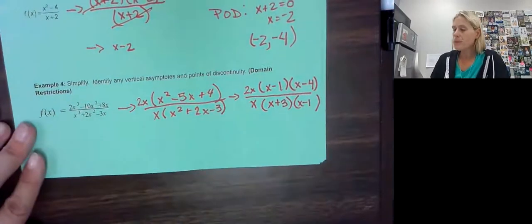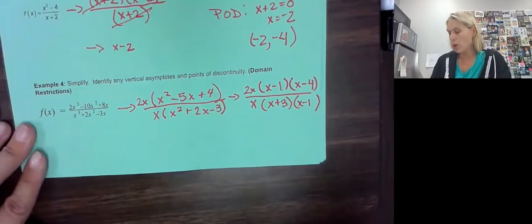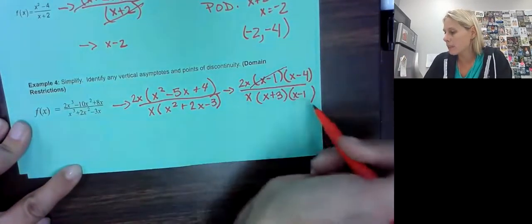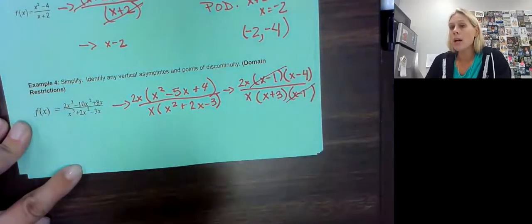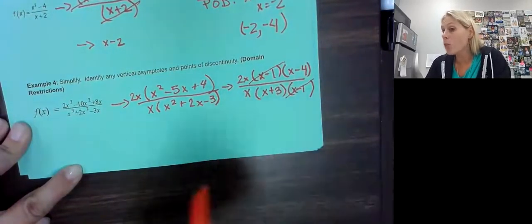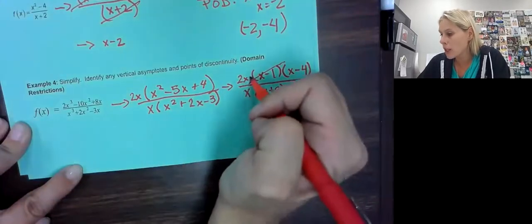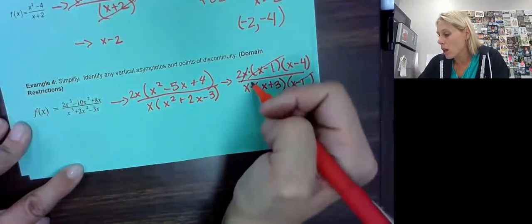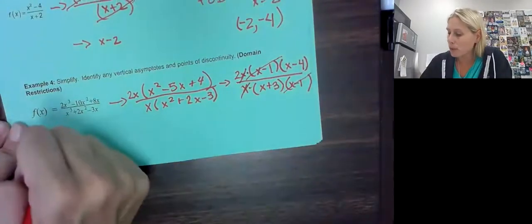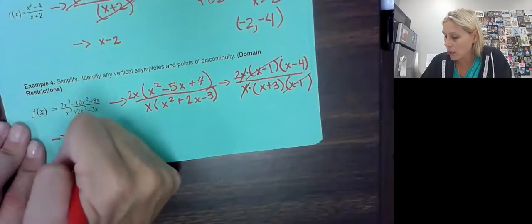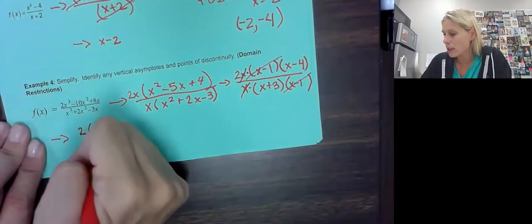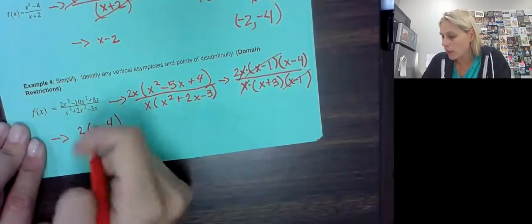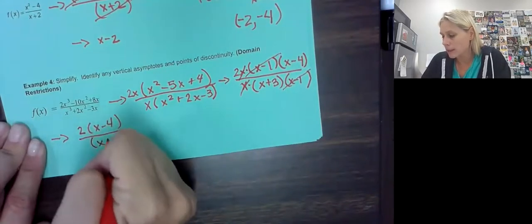Okay. All right, we broke it down. Now we need to cross off. What's in common? I see an x minus 1 is in common here. I also see an x. Now, the reason why I can do this x though is because look, it's multiplication there. So I can cross those off. So my simplified leaves us in the numerator with 2 times x minus 4 all over x plus 3.